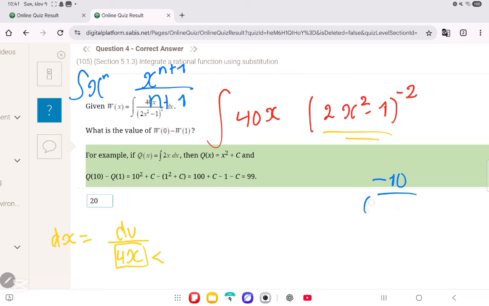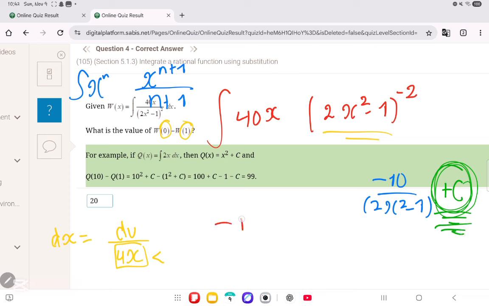U for us was 2x squared minus 1. Now what do we do? One time we substitute 0, one time we substitute 1, but we forgot something super important, which is the plus c. We should always put plus c, unless there are boundaries. In this scenario, there are no boundaries. So because there are no boundaries, you put plus c, okay?